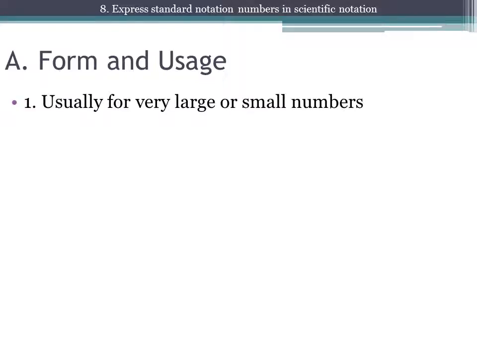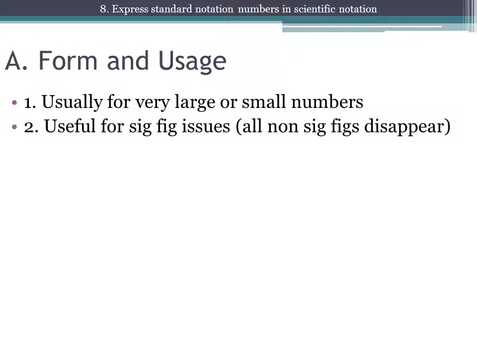All scientific notation has a basic form and usage that we want to be familiar with. It is often used for very large or very small numbers. However, in the sciences and chemistry certainly, it's also very useful for sig-fig issues, because as you'll see, all non-significant figures will disappear. So we don't necessarily have to use scientific notation exclusively for really large or really small numbers. We could really use it for any number we want to if it's useful.